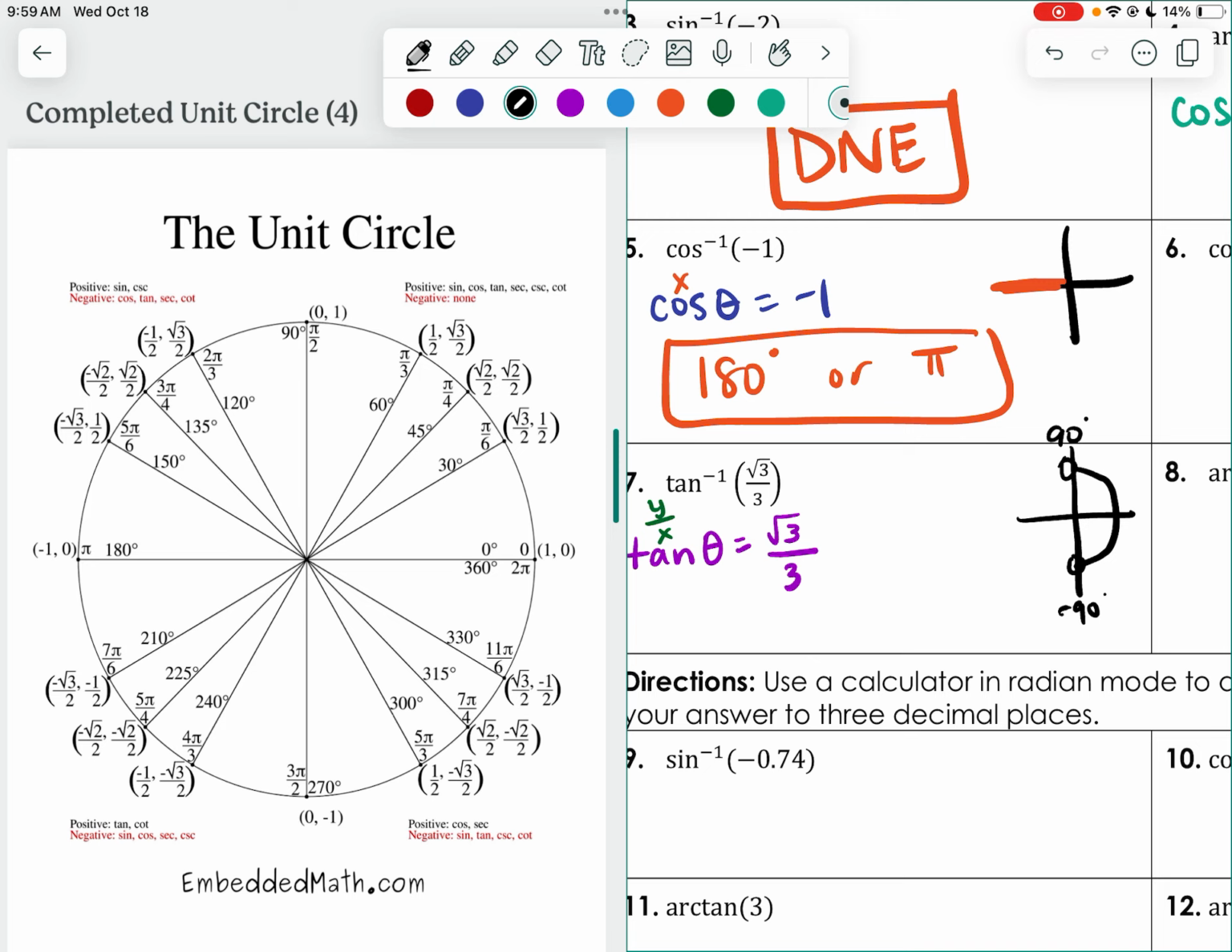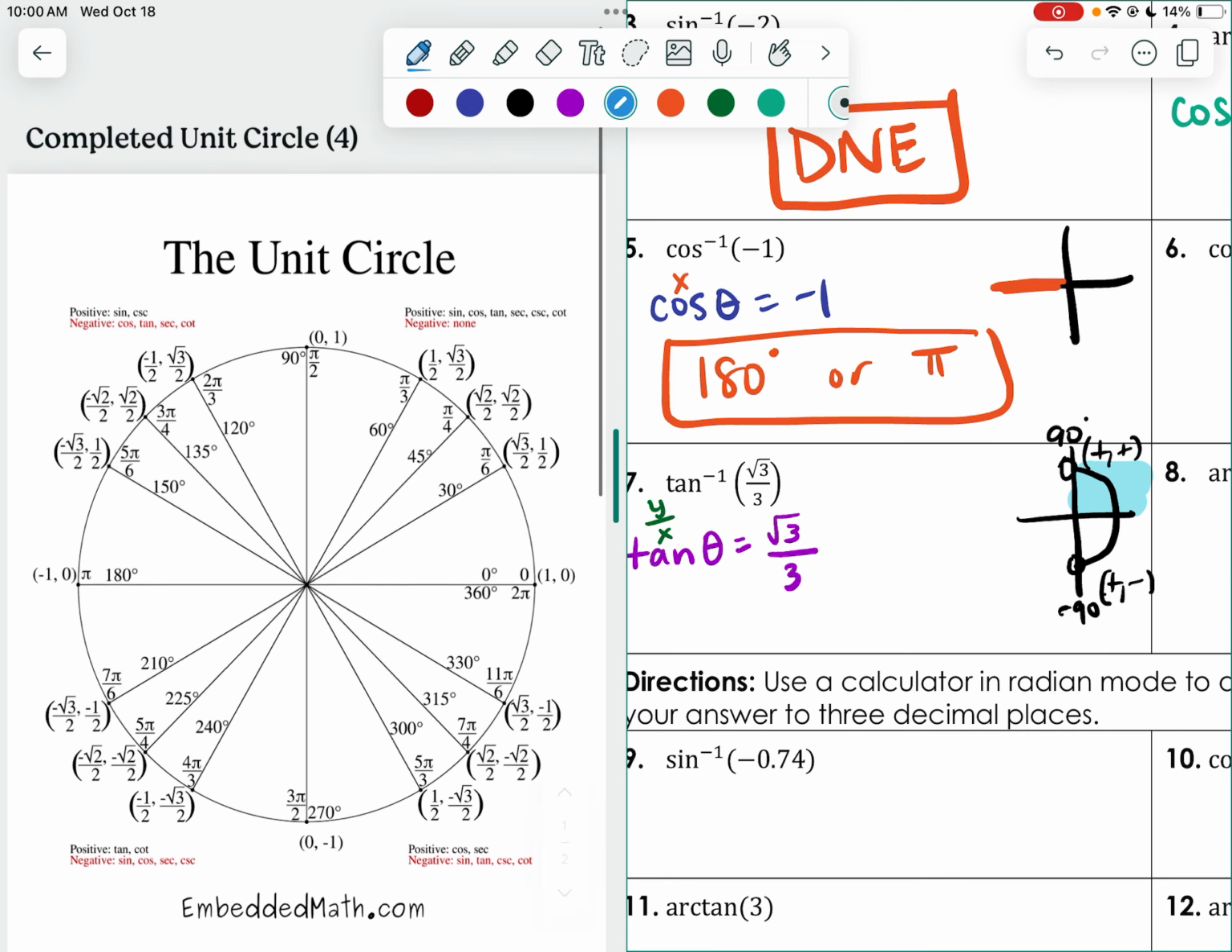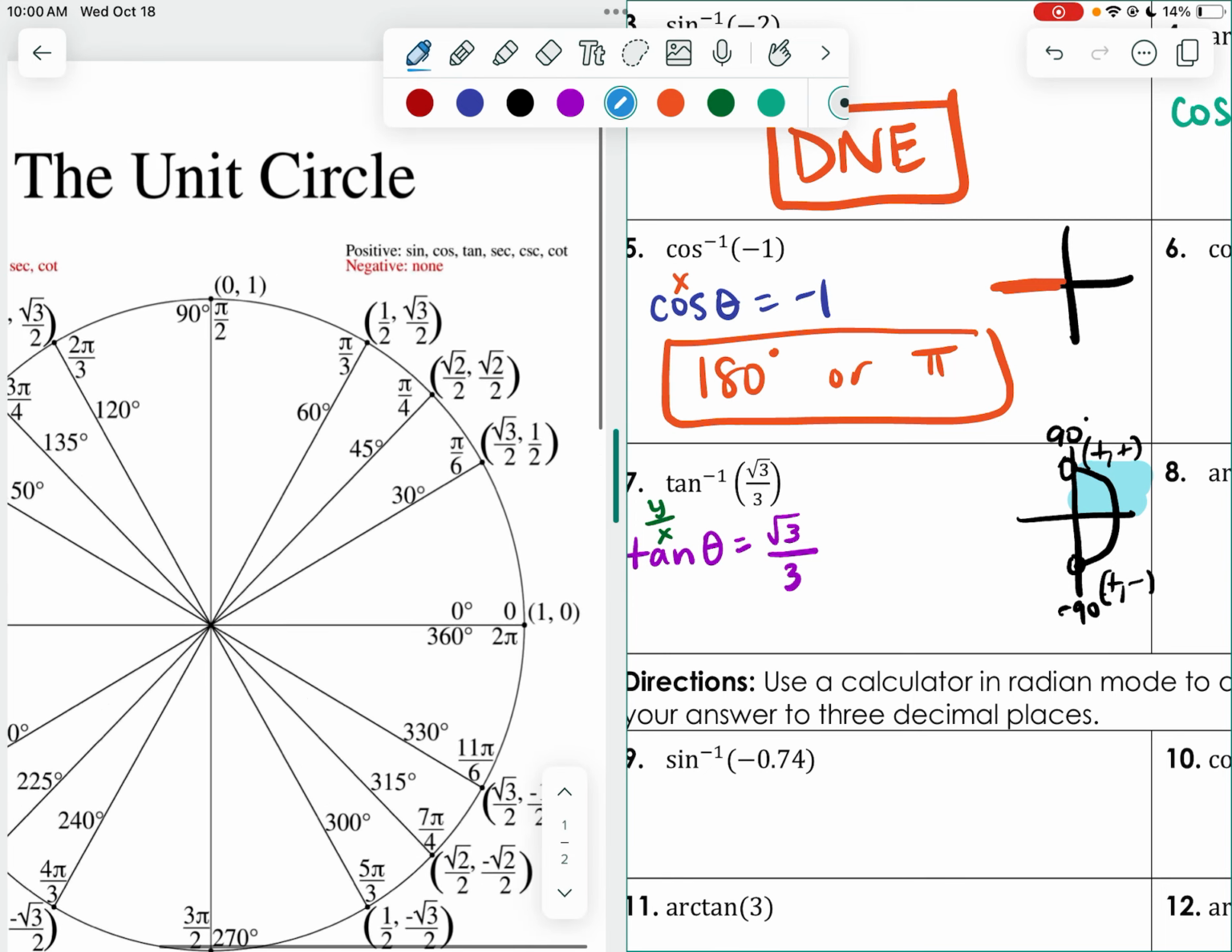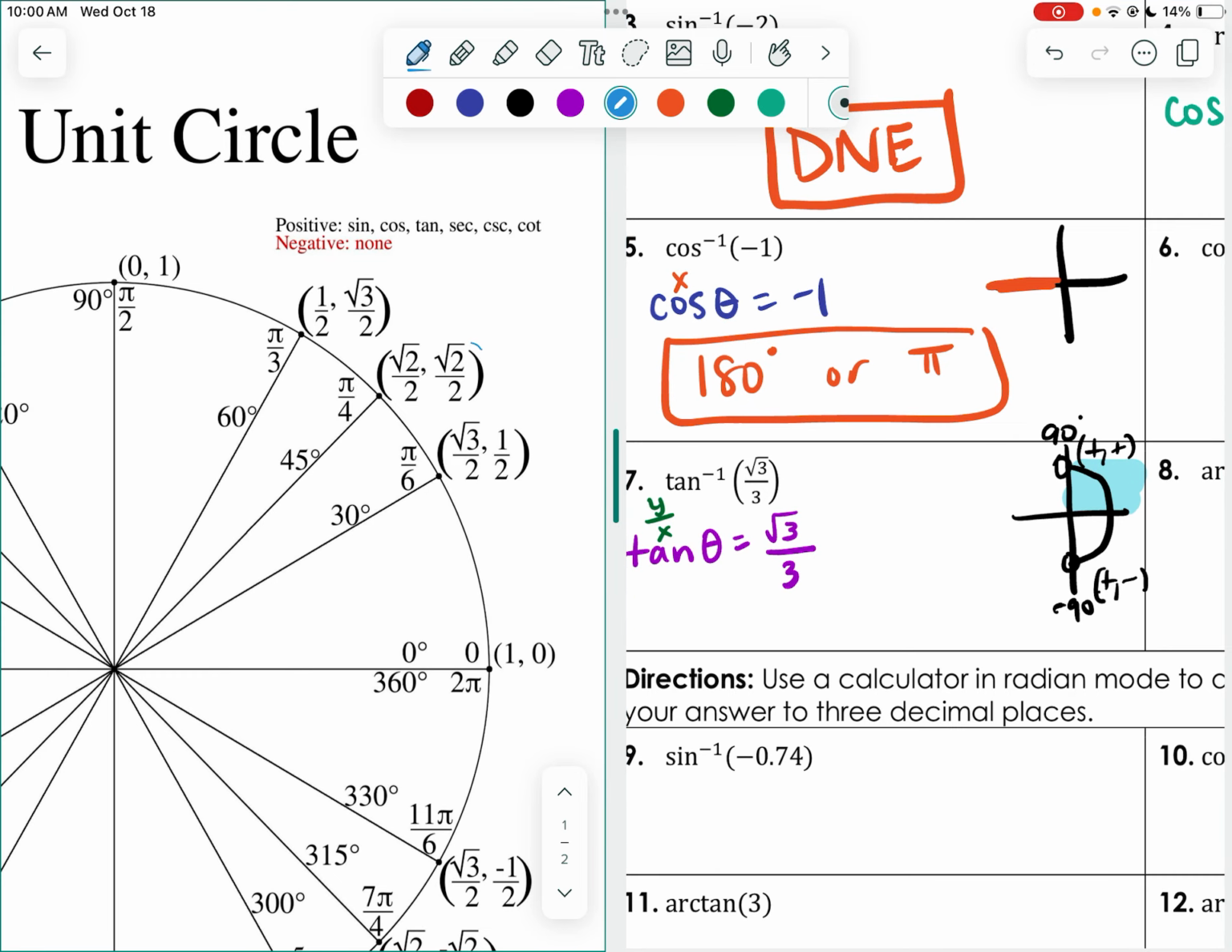Okay, so think about which one would give you a positive answer if you divide. Remember, this is positive, positive, this is positive, negative. So hopefully you're recognizing that it has to be quadrant 1, right? Because a positive over positive will give you a positive answer. So it's something in quadrant 1 that when you divide will give you root 3 over 3. It's obviously not going to be pi over 4, because dividing those two would give me 1. So we have to decide, is it pi over 6 or pi over 3?